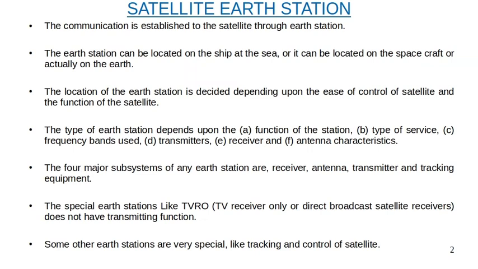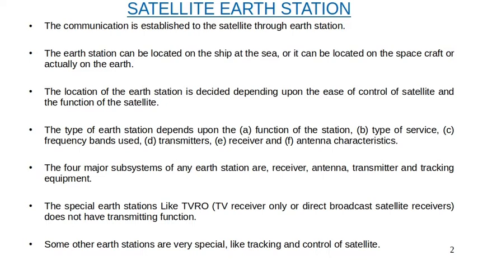Next, we are going to discuss satellite earth stations. When we consider the satellite communication system, the communication occurs between the satellite transponder and earth stations. These earth stations can be located anywhere on the earth. They can be located on a ship at sea, or on a spacecraft, or actually on the earth.